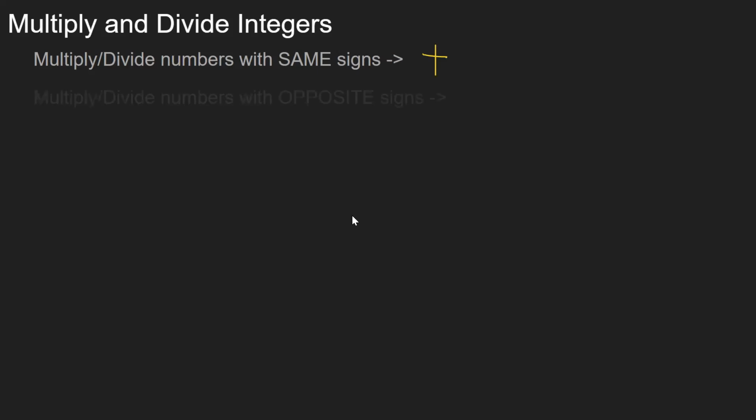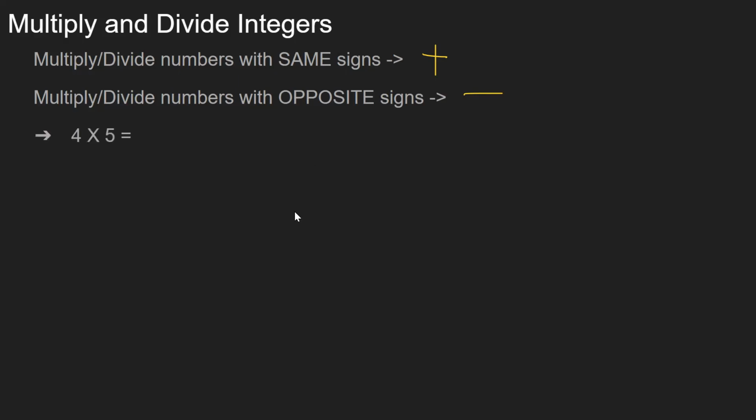All right, now let's talk quickly about multiplying and dividing integers. When you multiply or divide numbers with the same signs, the answer will be positive. So positive times a positive is a positive, and negative times a negative is a positive. If you multiply or divide numbers with opposite signs, you always get a negative. So positive times or divided by a negative is a negative, and a negative divided or multiplied by a positive is also a negative. Let's put it into practice.